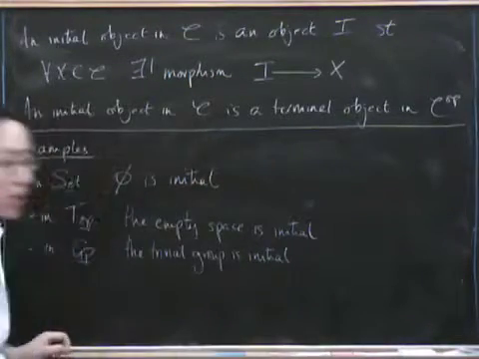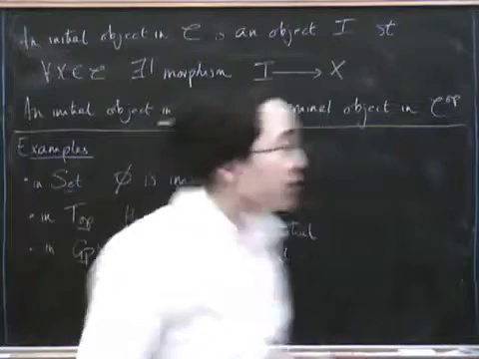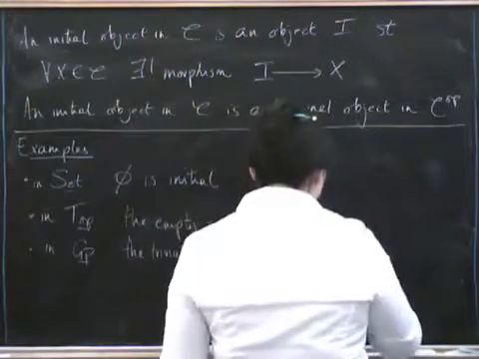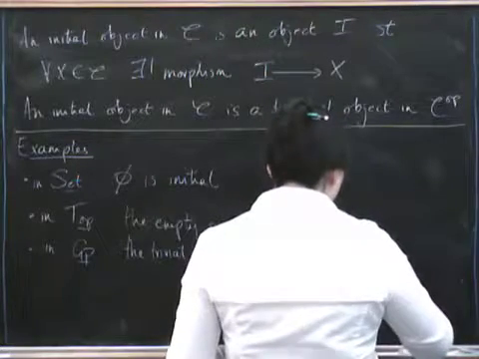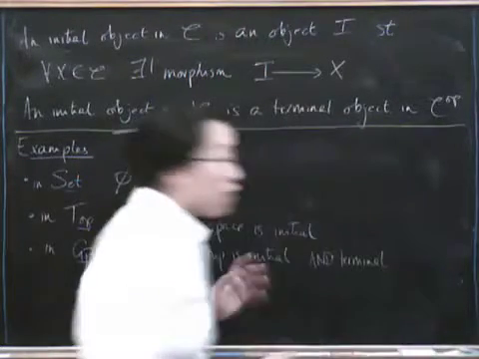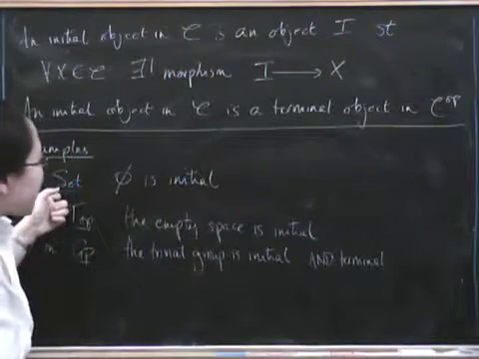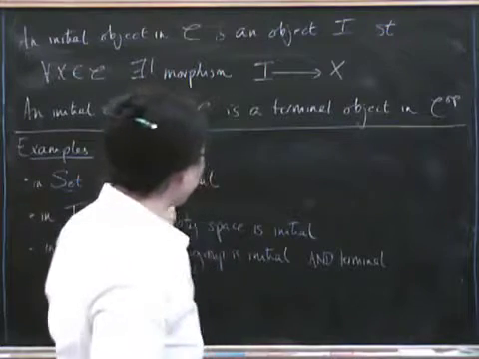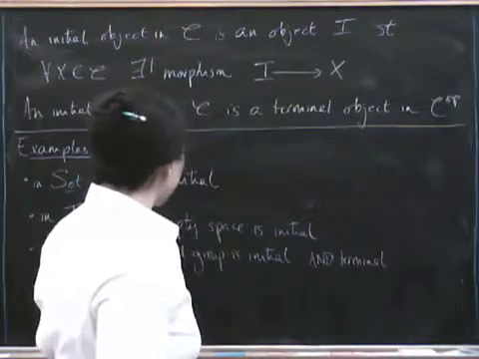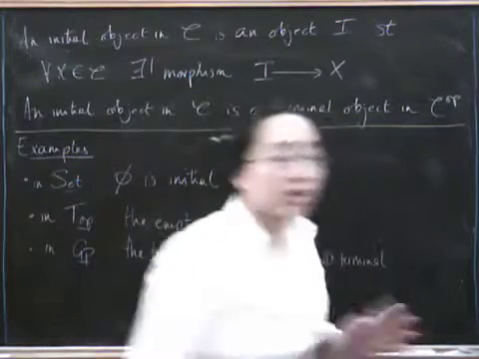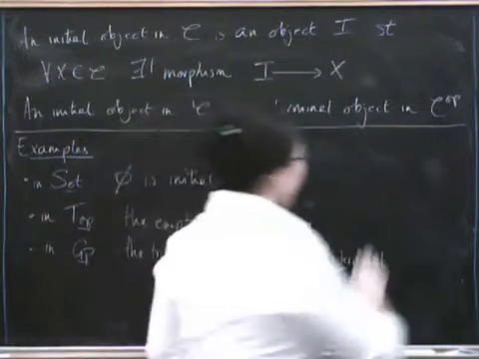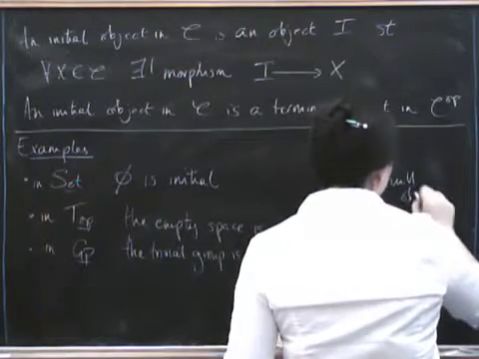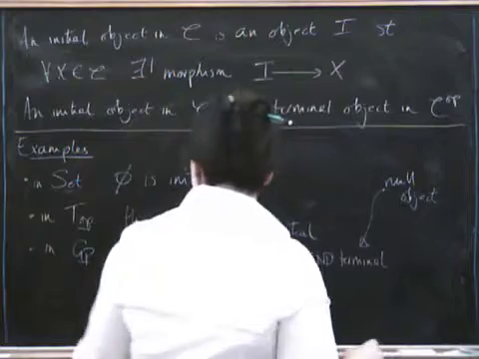And remember, the trivial group was also terminal. So in fact, in groups, the trivial group is initial and terminal. This is not always the case. In set, it was a one-element set that was terminal, and it's the zero-element set that is initial. And so in set and top, they're different, whereas in groups, they happen to be the same. And this is actually a very useful property about groups. And so sometimes it's given the name null object, which means it's terminal and initial.